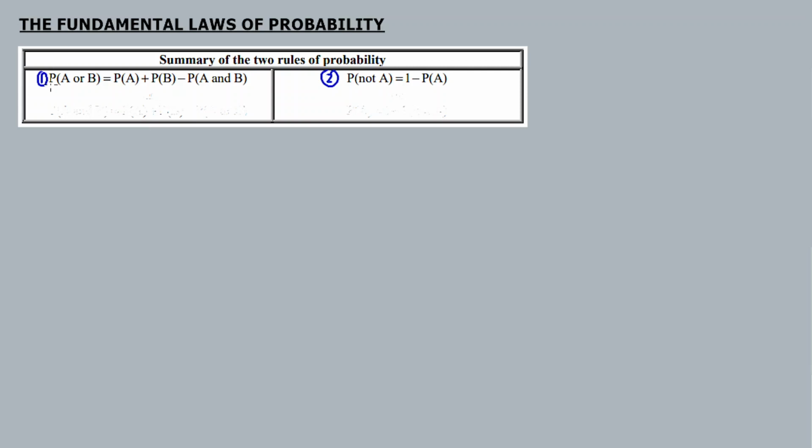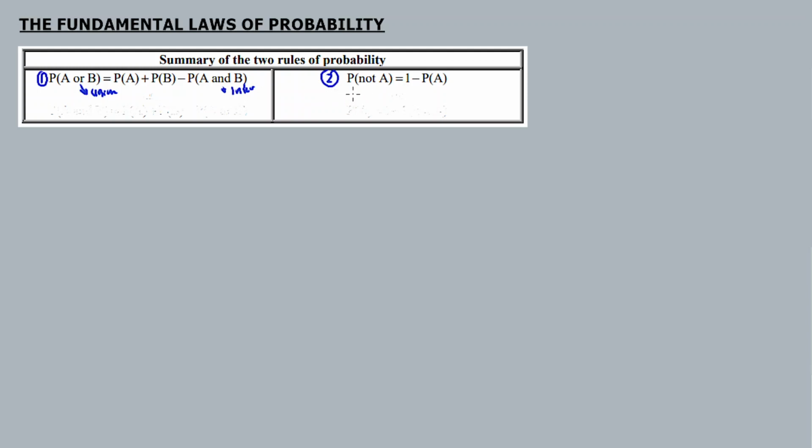Rule number 1, the probability of A or B, this is union, or stands for union. It's equal to the probability of event A plus the probability of event B minus the probability of A and B, and stands for intersection, right? This is rule number 1.